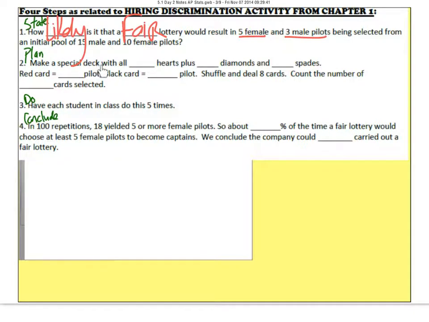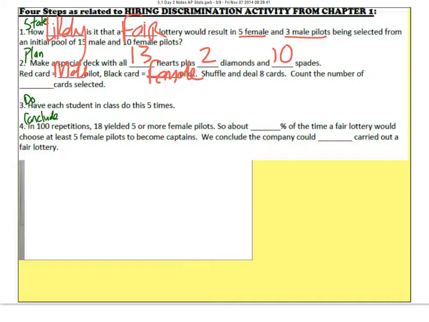Let's make a special deck of cards. We have to simulate the 15 men and the 10 females. To make the 15 men, why don't we use a combination of hearts and diamonds? We will use all 13 heart cards and then 2 of the diamonds, so we have 15 red cards. And then let's use 10 of the black cards. How about the spades to represent the women? So again, the red cards are the males and the black cards are the females.